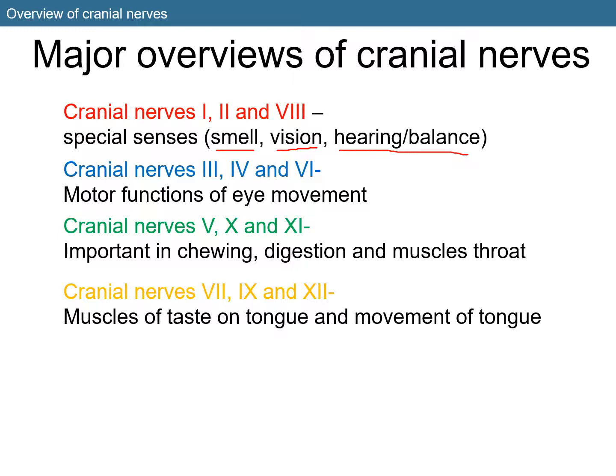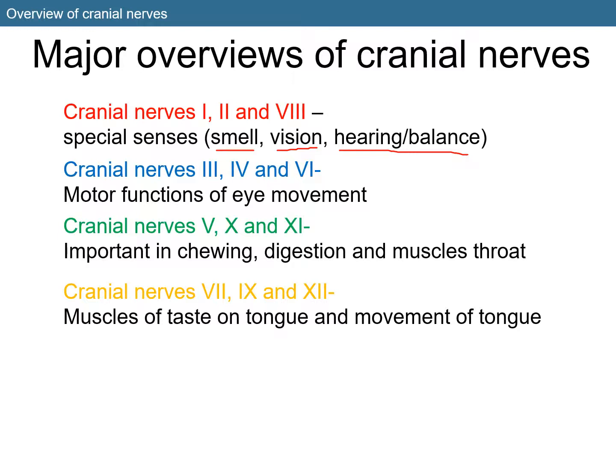So cranial nerve number 1 is smell, or olfaction. Cranial nerve number 2 is vision. And cranial nerve number 8 is hearing and balance. It's important for both, and we'll spend a lot of time on this vestibulocochlear nerve.